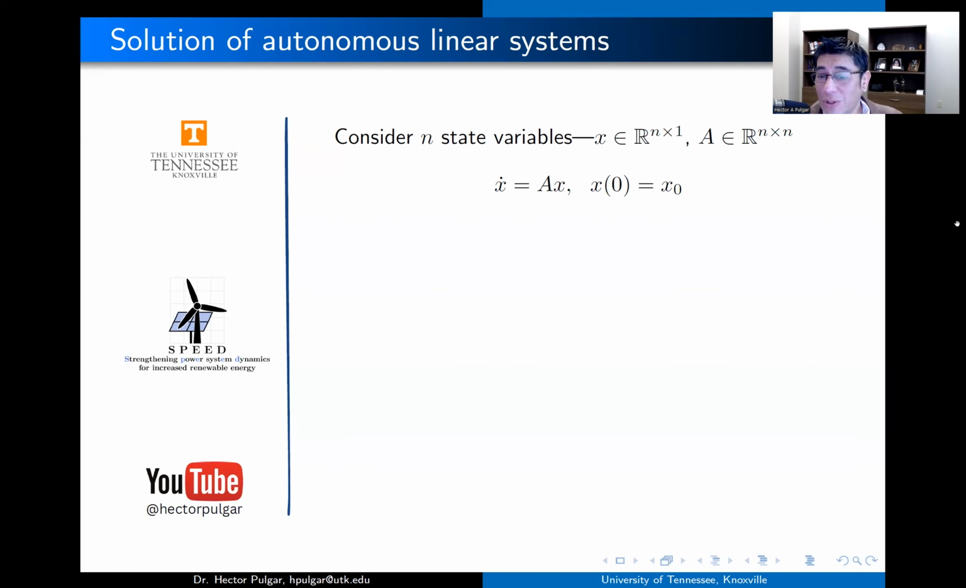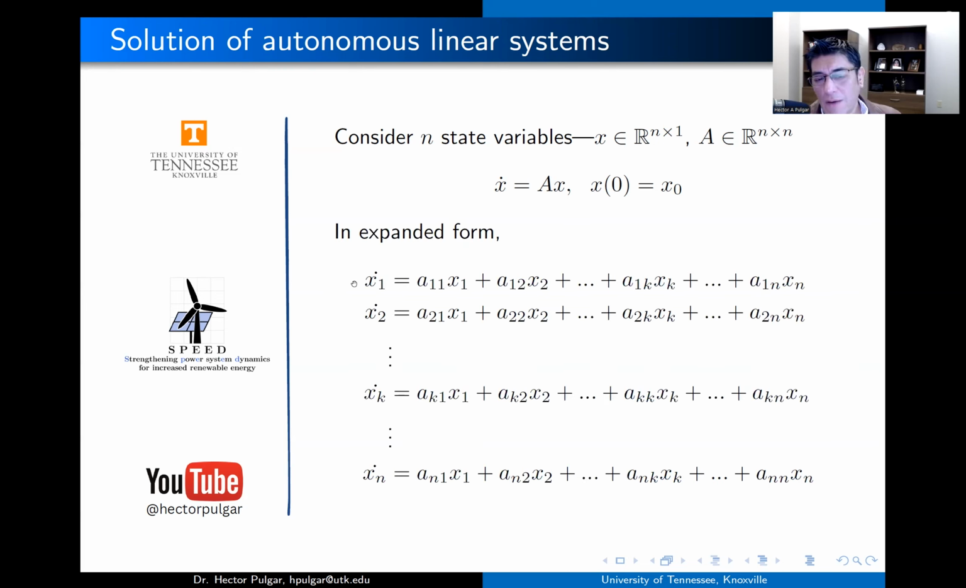Let's consider this autonomous linear dynamic system with n state variables. In expanded form, we have the derivatives of the state variables equal to a linear combination of the state variables themselves. We say that these equations are coupled, and finding a solution is not as straightforward.